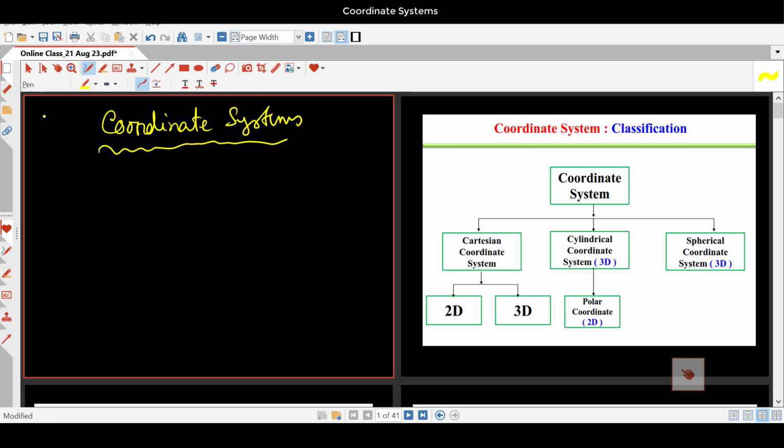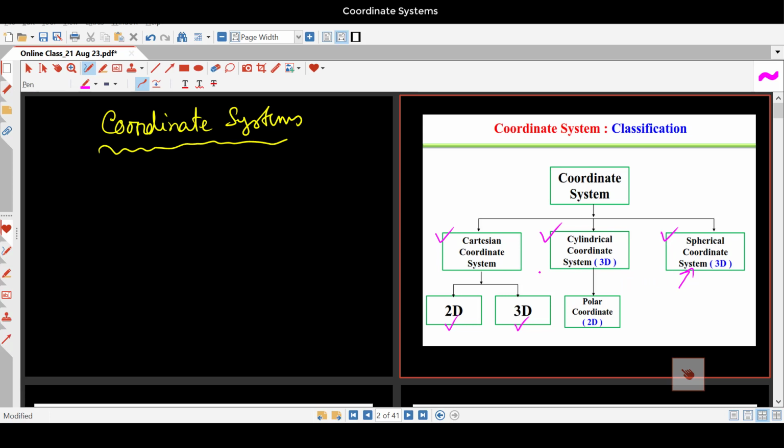Hello everyone. In this session we are going to discuss coordinate systems. By now you know that there are three classifications of coordinate system: the Cartesian coordinate system, the cylindrical coordinate system and the spherical coordinate system. The Cartesian coordinate system can be two-dimensional or three-dimensional. The cylindrical coordinate system has a 2D format that is known as the polar coordinate system, and the spherical coordinate system is itself three-dimensional.